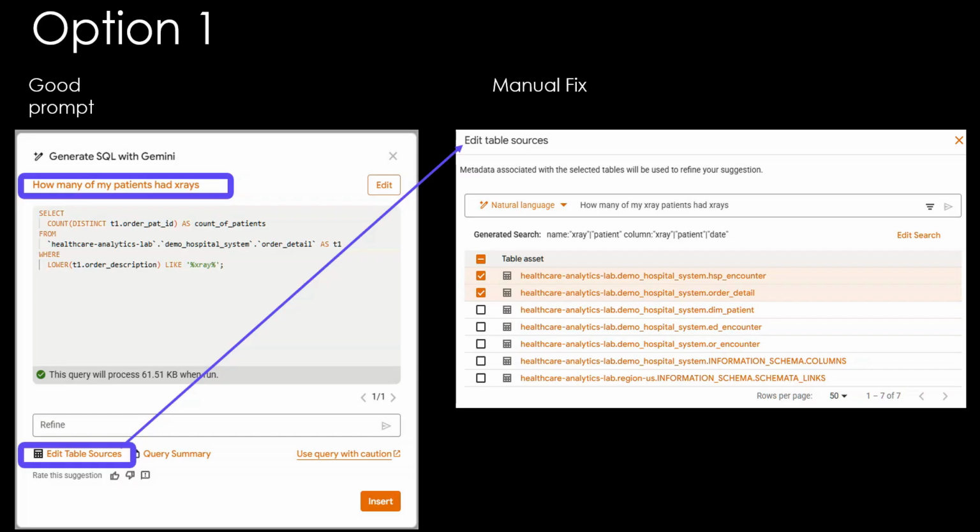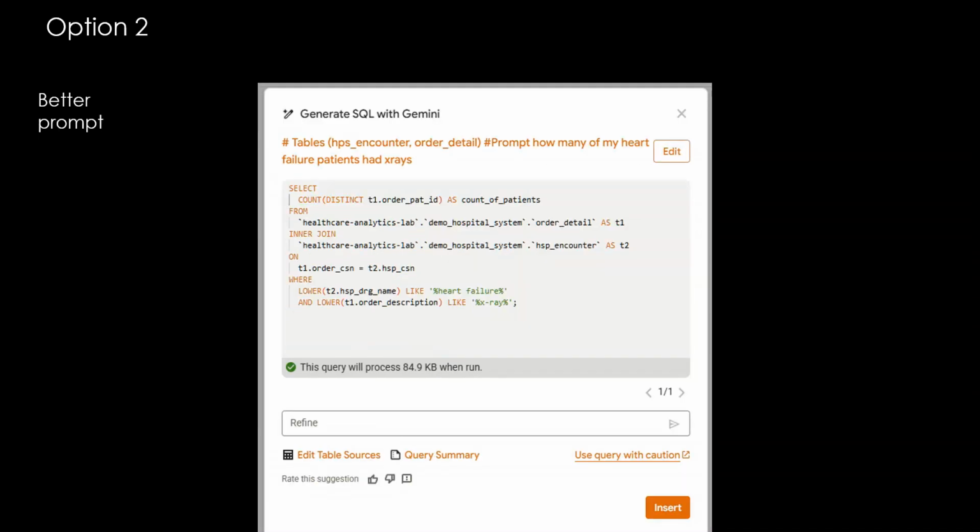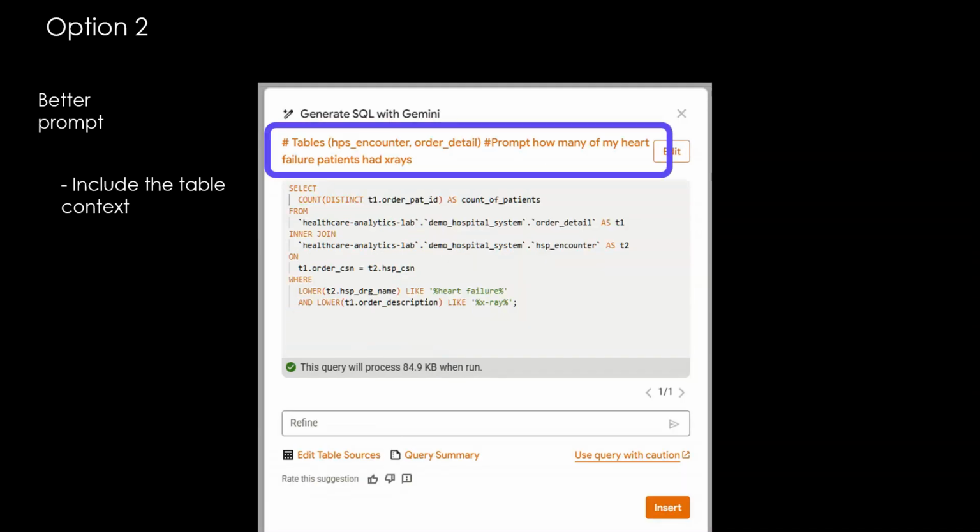So that would be option one, is that you can write a crummy prompt and do a manual fix. Option two is just to write a better prompt, right? Go ahead and specify in your prompt what are the tables you have in mind in some structured way. I've written it this way because of how Gemini looks, and so that I could make it viewable for this presentation, but this might take different formats. You can structure it however you want.